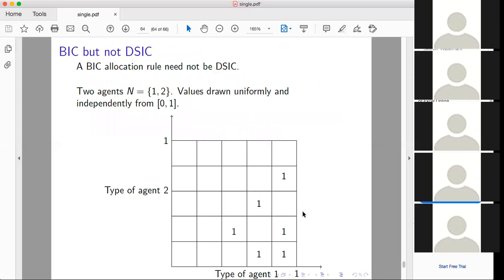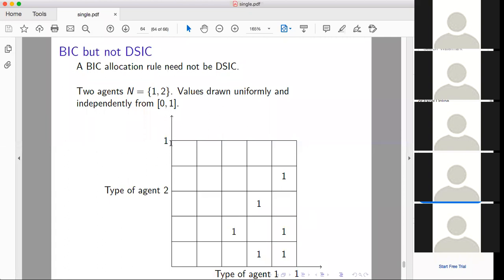So here is an example to show that BIC mechanisms need not be DSIC. We already know that from the first price auction, but this is a simple example to show that expected monotonicity would not necessarily imply ex post monotonicity.